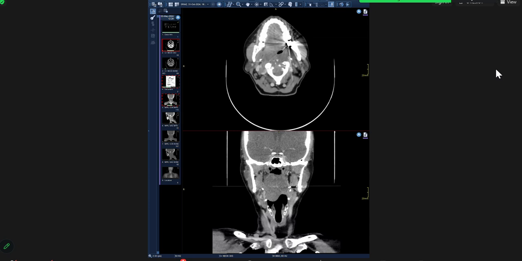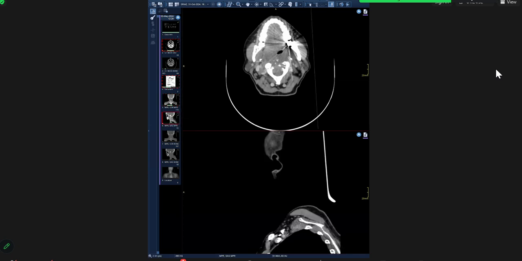Do you want to see any other images? Yes, I can. I want to see the sagittal image as well. And sagittal in what? Sagittal post contrast.